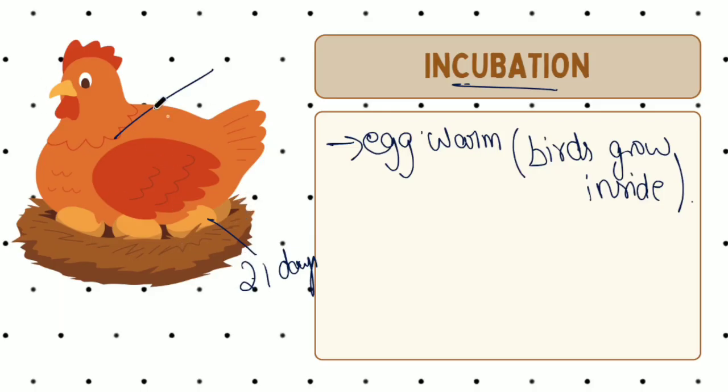So when this adult bird sits on the egg, it keeps the egg warm. Why should this egg be warm? Because inside the egg there is a chick which will grow inside. If the egg is warm, it will grow inside. That's what the mother or father bird is doing, sitting on the egg. This process is called incubation.